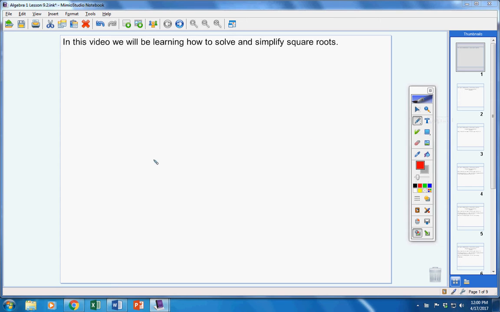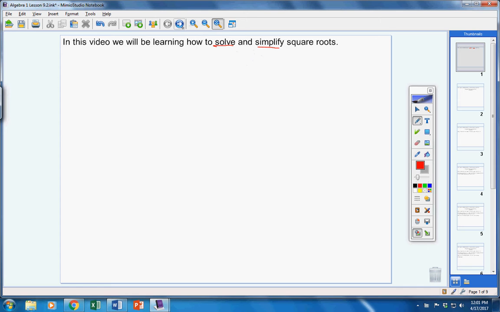Algebra 1 students, in this video today we're going to be learning how to solve and simplify square roots. Now actually, we're going to do a little more than that. We're going to get into some fractions with square roots, but the overall basic idea of what we're going to do today is we're going to learn how to solve and simplify square roots.